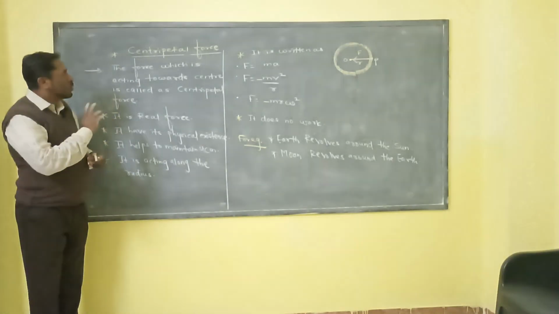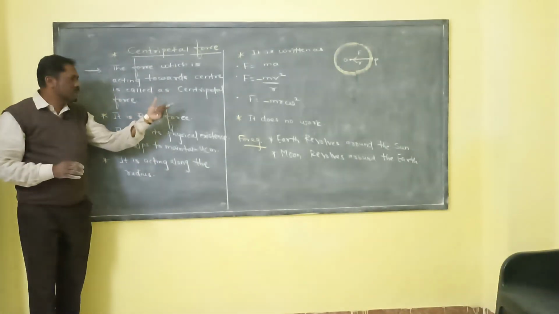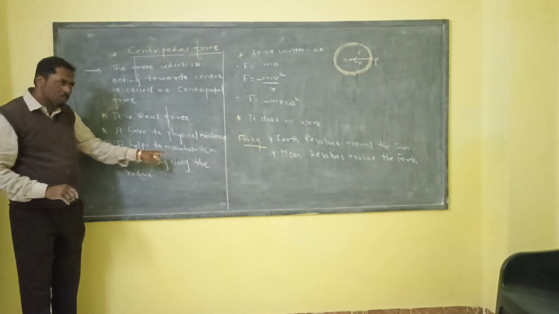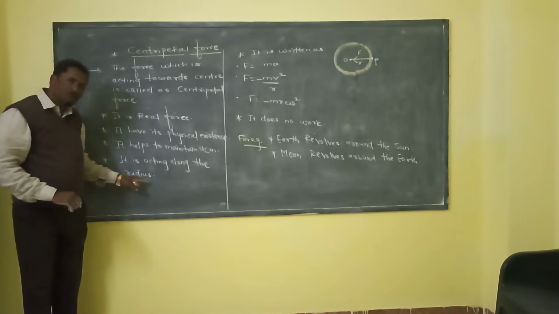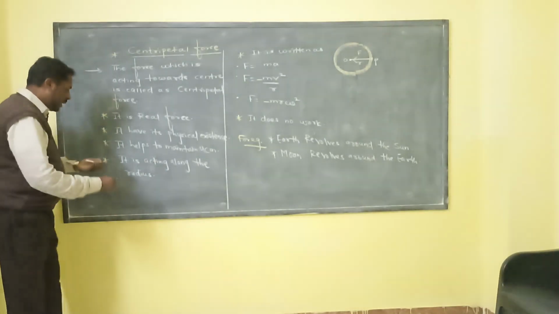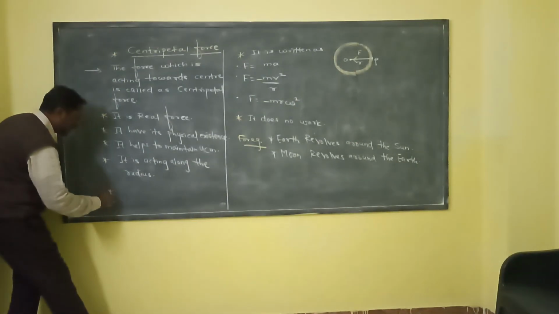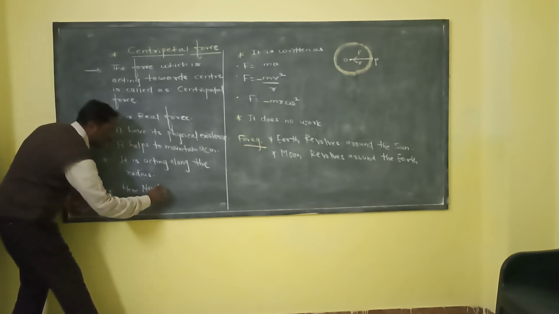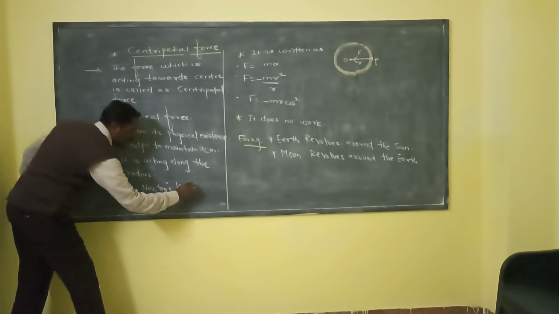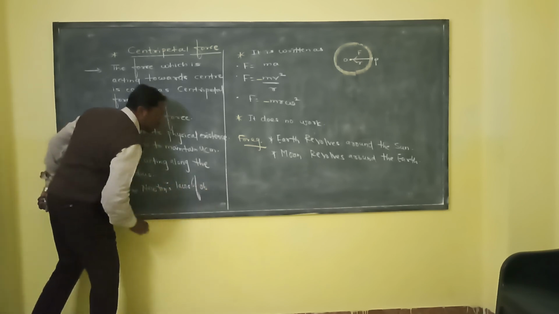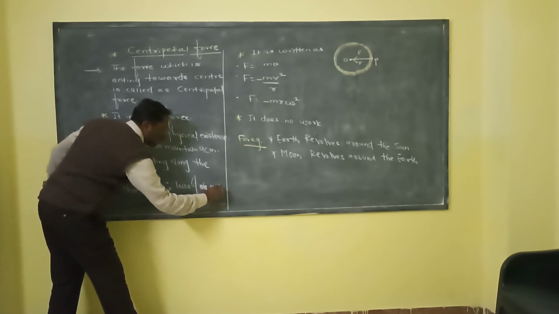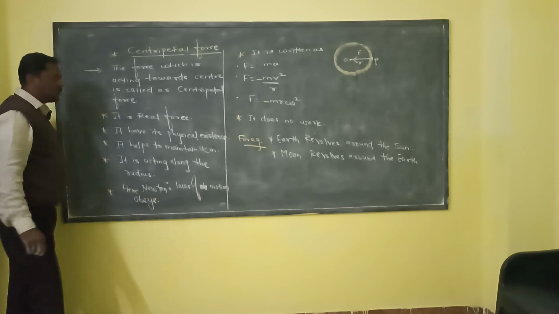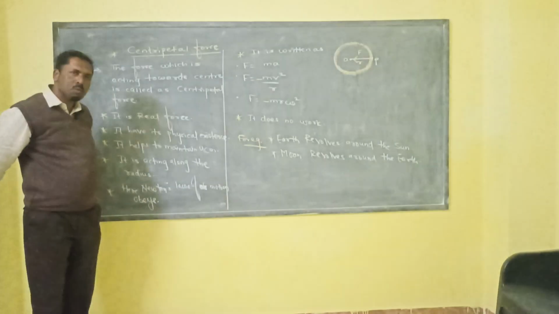The force which is acting towards the center is called a centripetal force. It is a real force, because it has a physical existence. It helps to maintain uniform circular motion. It is acting along the radius, and it is also said that in centripetal force, Newton's laws of motion are obeyed.